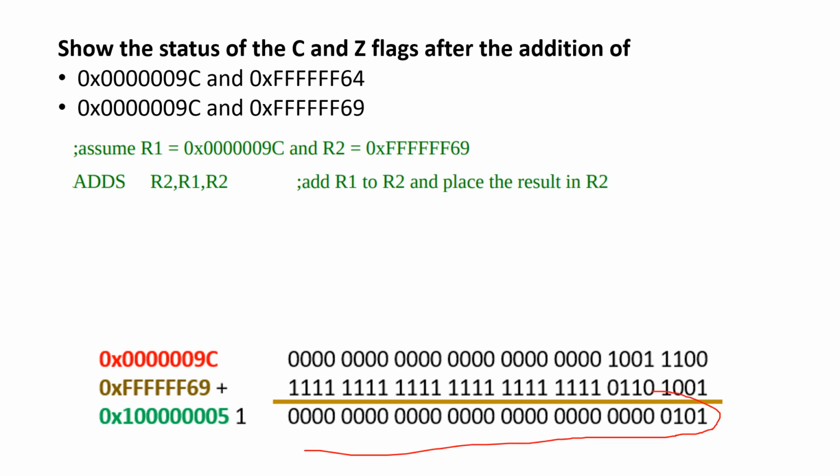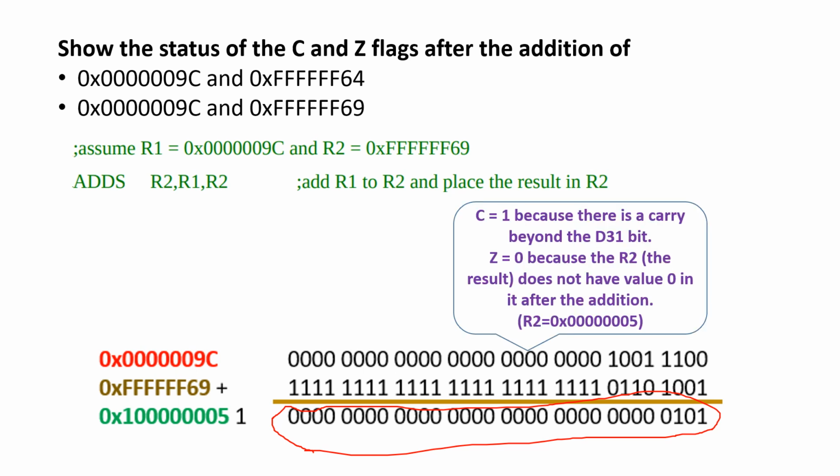This result that comes, it's a non-zero number. In the previous example, it was 0, so the Z flag was set to 1. But in this example, there are two ones at the end, and there is obviously a carry ahead. So here, can you guess what happens to the C flag and Z flag? The C flag becomes 1 and the Z flag becomes 0.